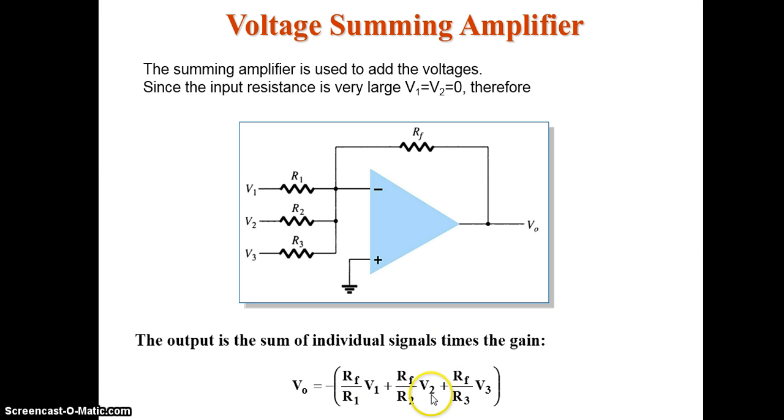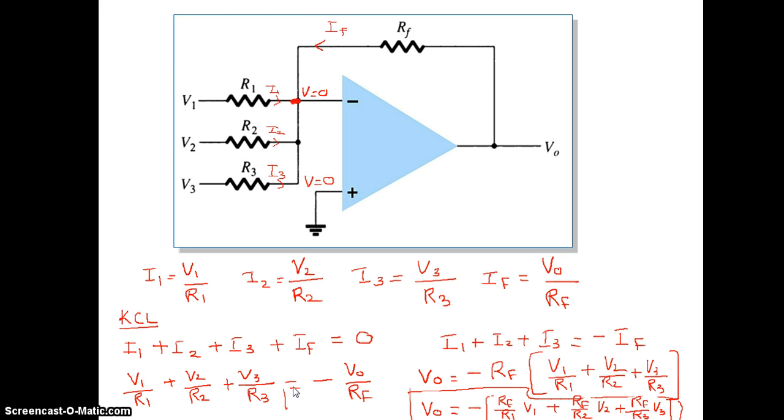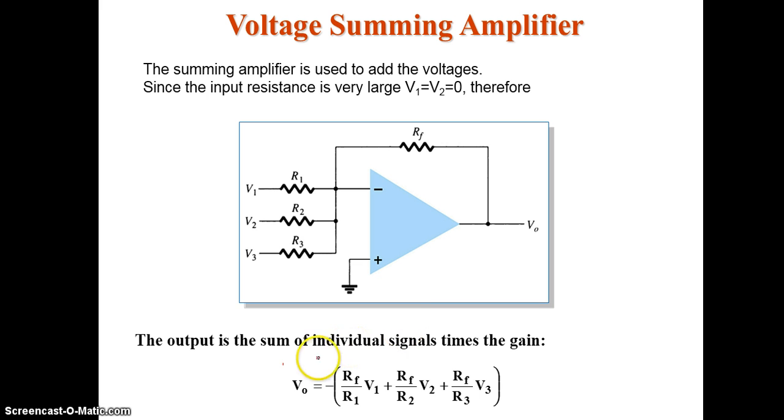That expression is written over here, the final expression: V out is equal to minus RF by R1 into V1 plus RF by R2 into V2 plus RF by R3 into V3. So that is about the voltage summing amplifier.